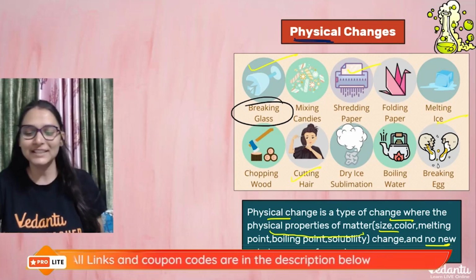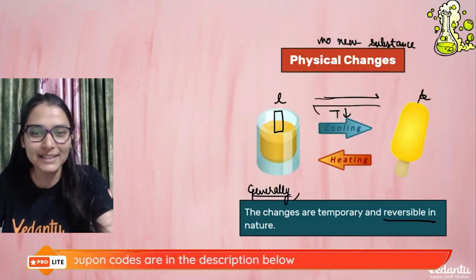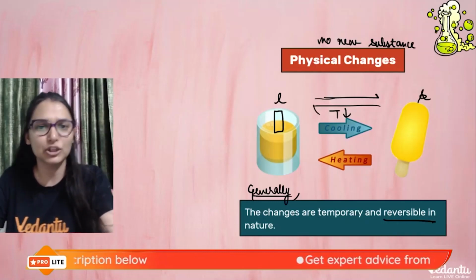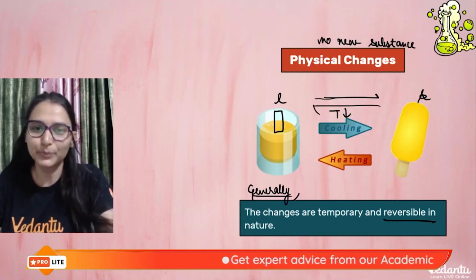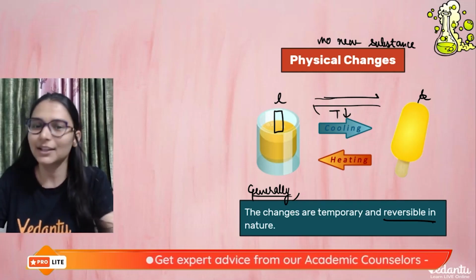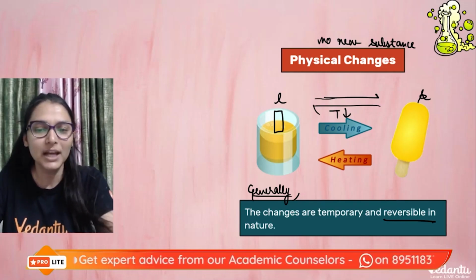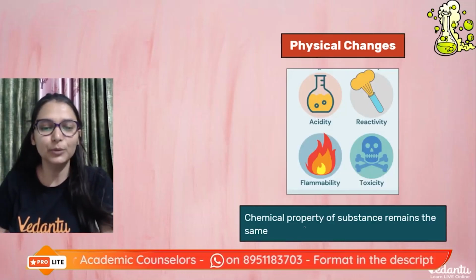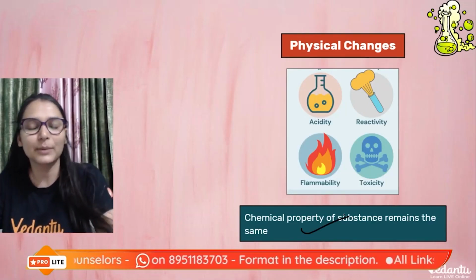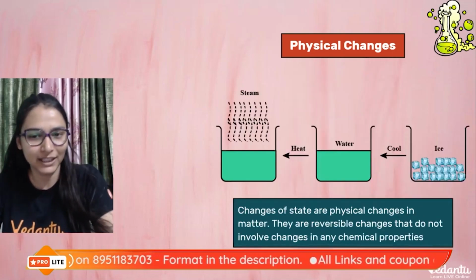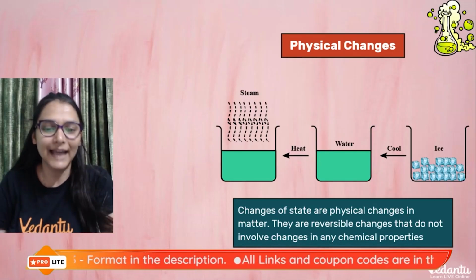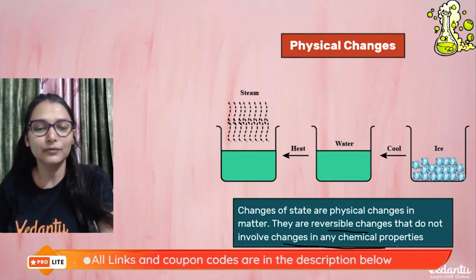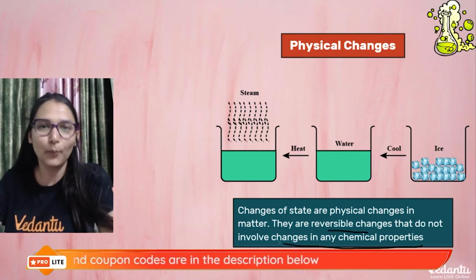So not all physical changes are reversible, of course, but yeah, most of them, like melting, sublimation, evaporation, and deposition, they are physical changes. The new substance is not being formed, only the physical state is changing. Okay, chemical property of them remains the same. Chemical properties like written on the screen already, right? So you can say they are reversible in nature. They do not involve changes in the chemical properties.